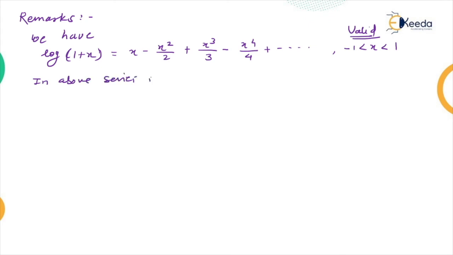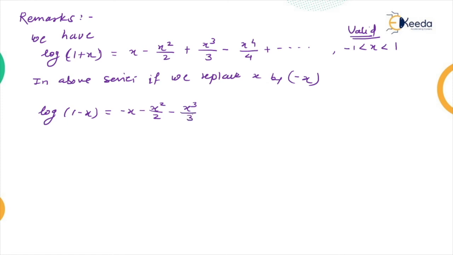if we replace x by minus x, so what will we get here? So this is log of 1 minus x, that is equal to minus x minus x square upon 2, minus x cube upon 3, minus x power 4 upon 4, minus x power 5 upon 5, and so on, we will get the infinite series.